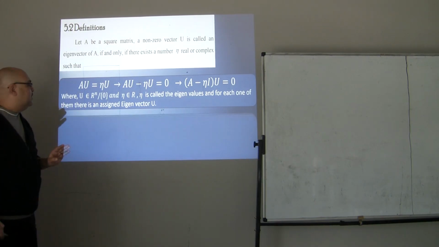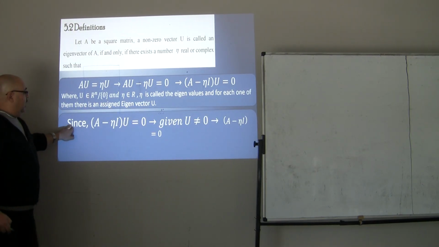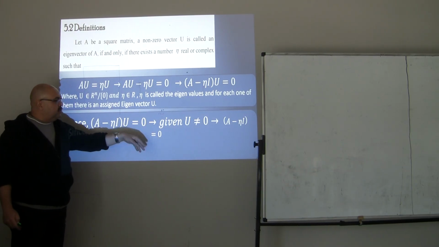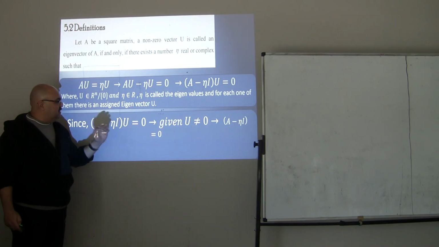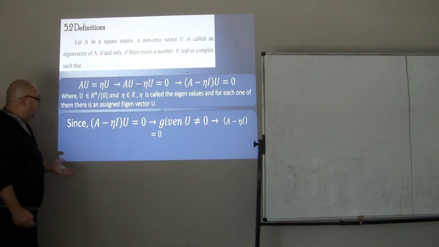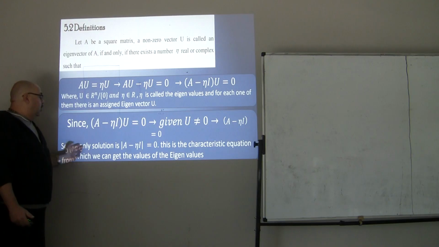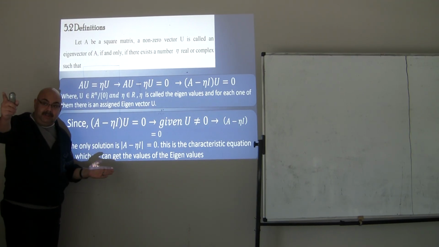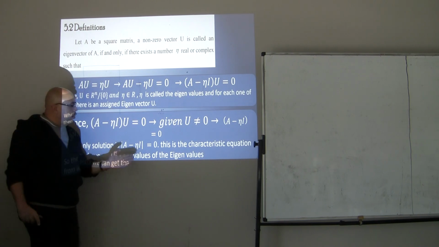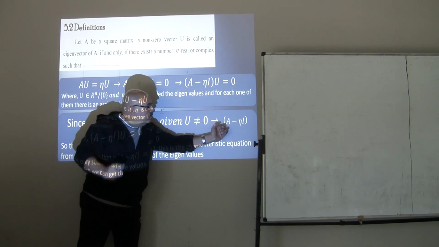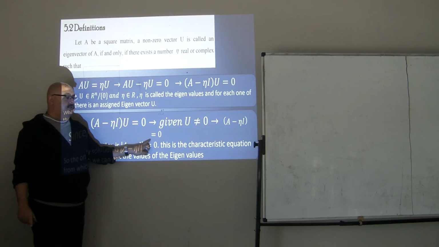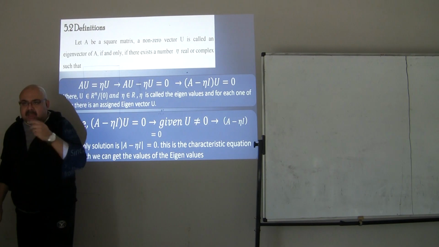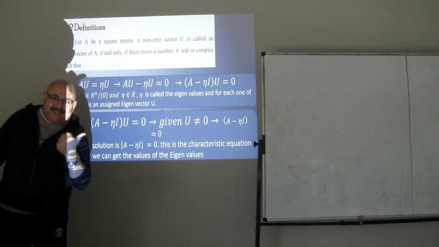Okay? Very, very simple. So once more, I have (A minus eta I) u equal to 0, given u doesn't equal 0, so the only solution is A minus eta I is equal to 0. That's the way that we are going to use. So if A minus eta I is equal to 0, then the determinant of this matrix is also equal to 0. And this is what's called the characteristic equation, which I will depend on to find the eta values.